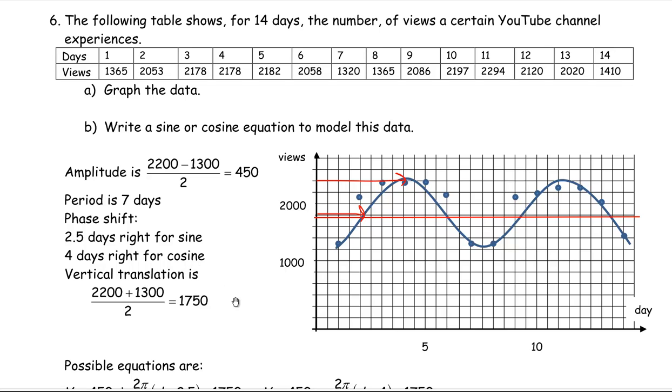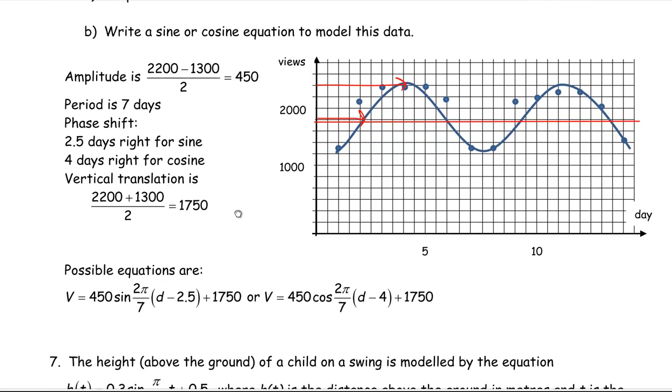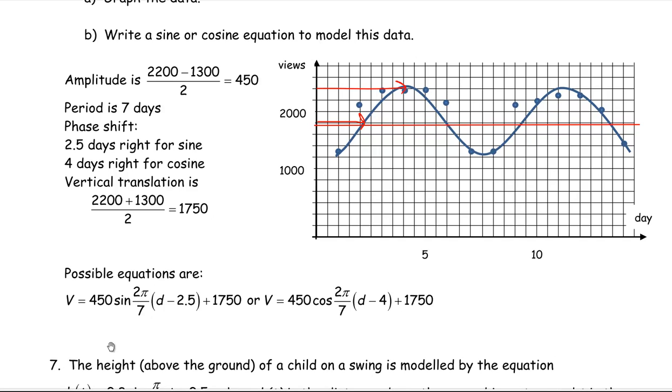So some possible equations are, if I did the sine, it'd be 450 at the beginning for both, and if I'm doing the sine, then it's 2 pi over 7, where it's 2 pi divided by the actual period, d minus 2.5 days, because it's 2.5 days to the right, plus the 1750. For the cosine graph, very similar. The only difference is the phase shift. It's 4 days to the right, so instead of being d minus 2.5, it'd be d minus 4, because it's a different phase shift. So that's 2 possible equations for this data.